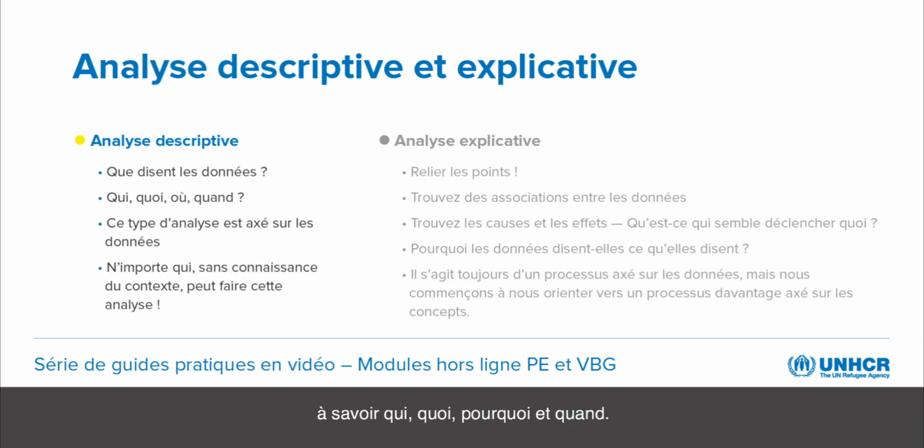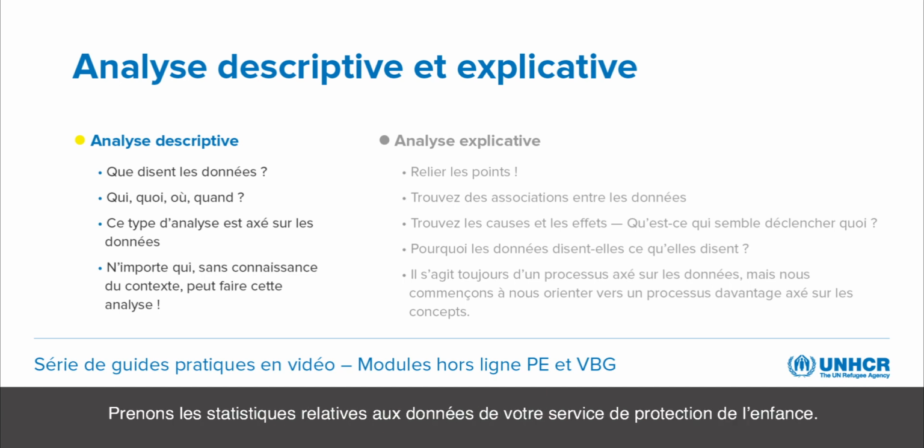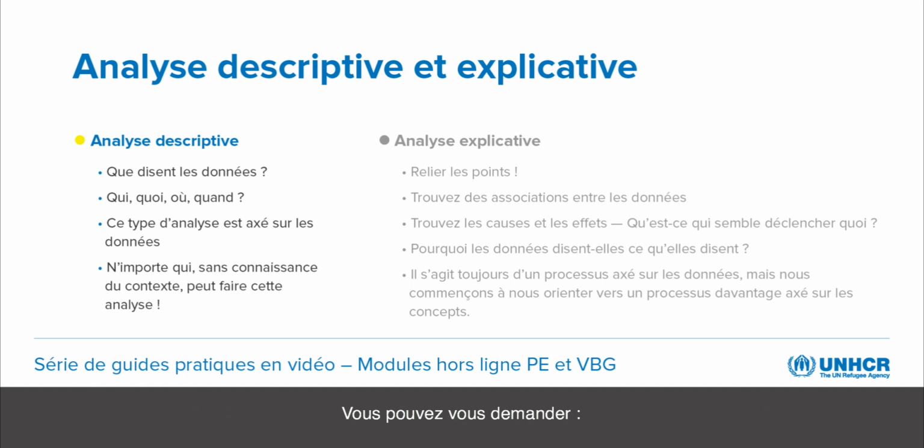So if you think about who, what, why, when, these are just the basic descriptions of the information that you have. It's not really looking any deeper into it. So if you could look at your statistics about, like, your service data for child protection, right? You can say who is accessing our services, when are they coming, are more people coming at this time of year or this time of year? What are they reporting? What are the needs? This is really the first step.